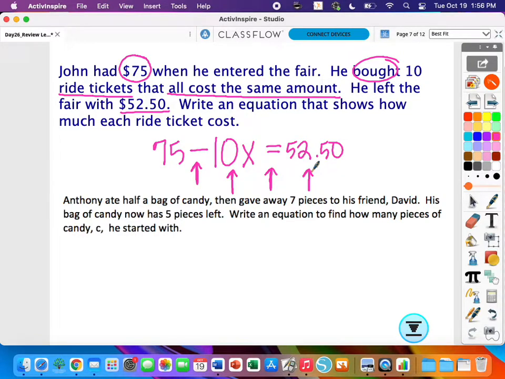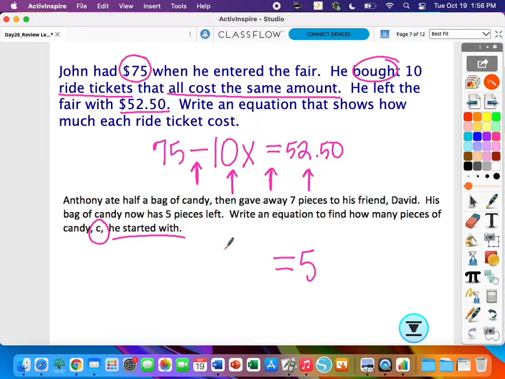Last one, Anthony ate half a bag of candy, then gave away 7 pieces to his friend. We did this in class last time, but I want to explain it again. He now has 5 pieces left. If it's talking about having pieces left, y'all, that is your total. Okay, that's the most current number of pieces we know. What we don't know is how many pieces he started with. It tells us that in the last sentence. So read all the way through these problems.